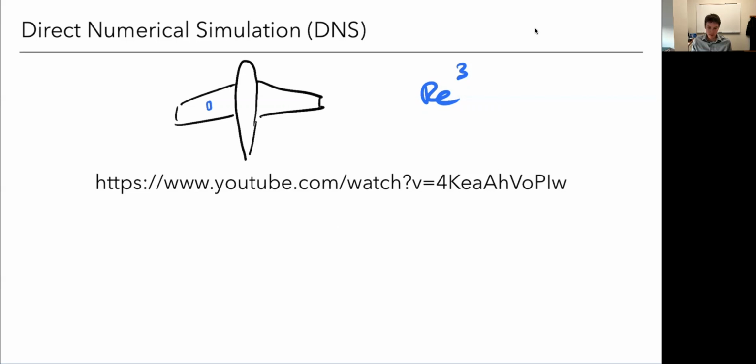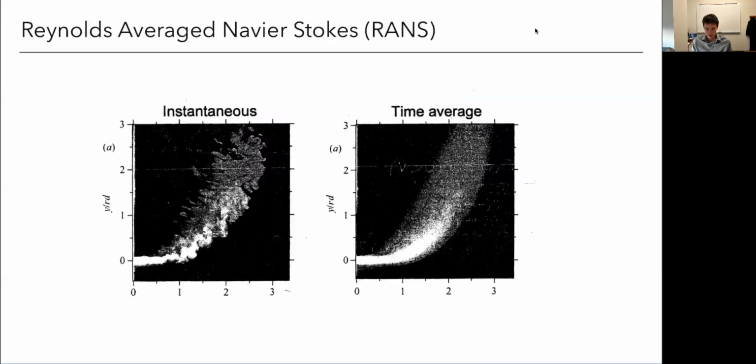Okay, so if we can't do DNS, well, what can we do? One approach is what's called the Reynolds Averaged Navier-Stokes equations, or RANS. And here's a good picture maybe of the concept. Actually, this is a grainy picture, but it will give you the idea that the real fluid flow here on the left has all sorts of mixing, all sorts of behavior.